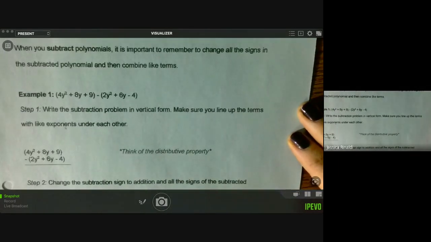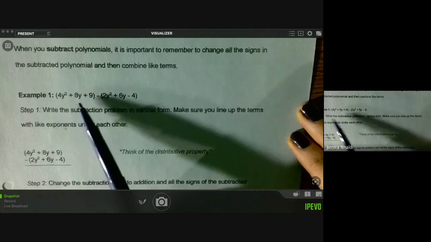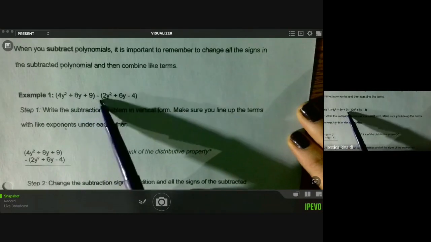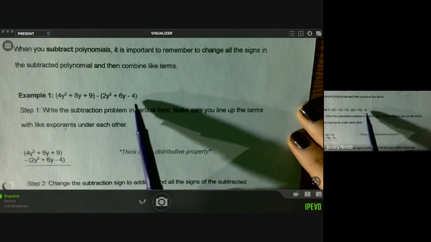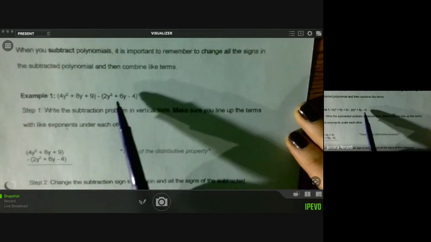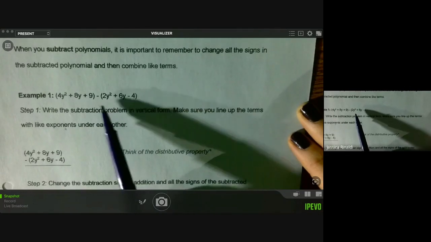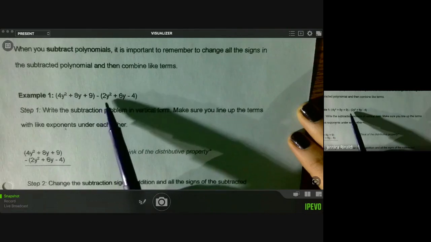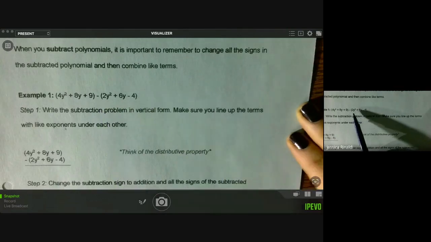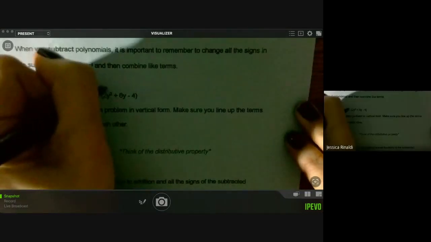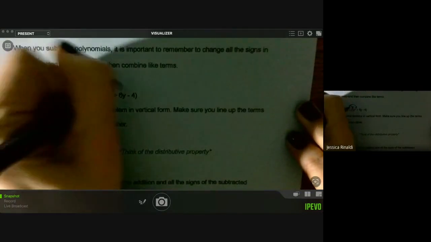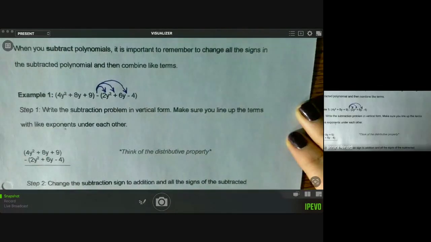It says 4y squared plus 8y plus 9 minus this whole entire polynomial, not just minus 2y squared, right? Does that make sense? Does everyone notice that? So since it wants you to subtract this whole entire polynomial, that minus sign actually is like being distributed in here like a -1. So it's going to change all of your signs. That's the only tricky part about subtraction.